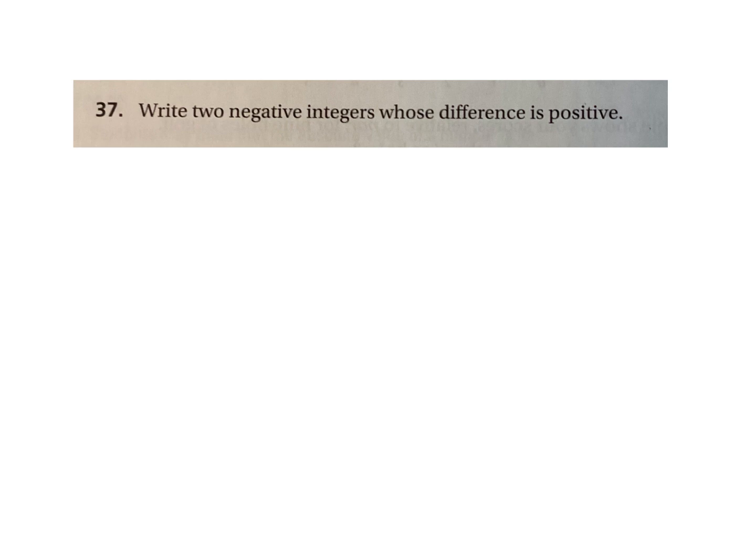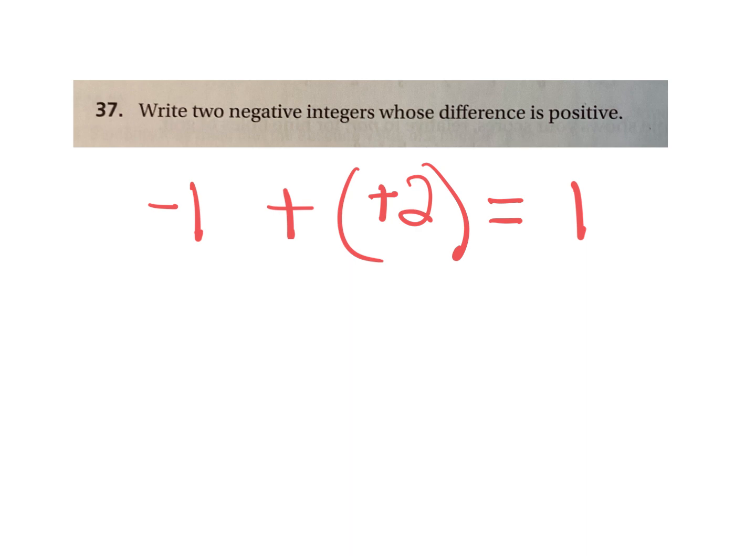Number 37 says, write two negative integers whose difference is positive. So again, we have a minus, and it has to be a negative integer. So say I have -1 minus, all I have to do is a negative integer with absolute value greater than -1. So let's see if this gets me a positive number. So -1, I'm going to add the opposite. So -1 plus 2 gets me a +1.